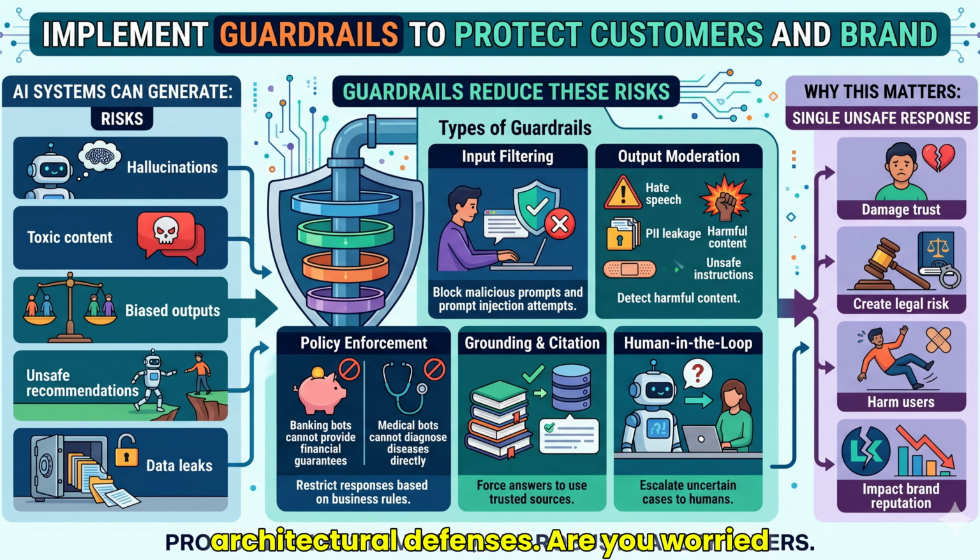To prevent this kind of disaster, enterprise architects build rigorous guardrails, directly mapping specific risks to hard-coded architectural defenses. Are you worried about malicious users trying to hack the prompts? Well, you install strict input filtering. Terrified of toxic outputs or data leaks? You force every single AI response through a rigorous output moderation layer before the user ever sees a single word. And to prevent unsafe recommendations, like, say, a banking bot giving out illegal financial advice, you implement strict policy enforcement and grounding to literally lock the AI into citing trusted, approved sources only.